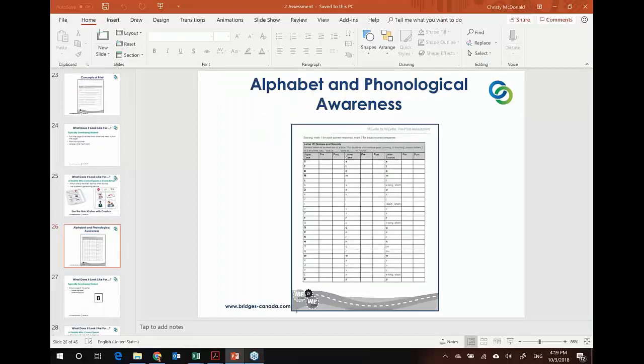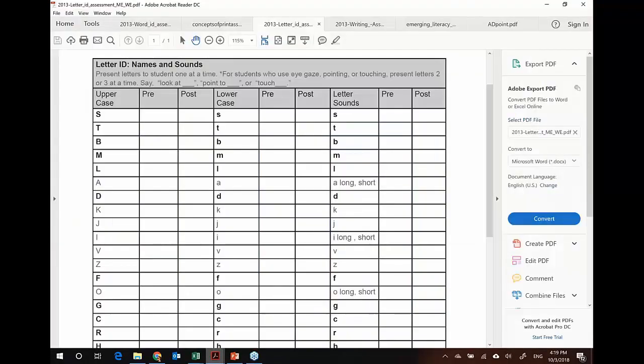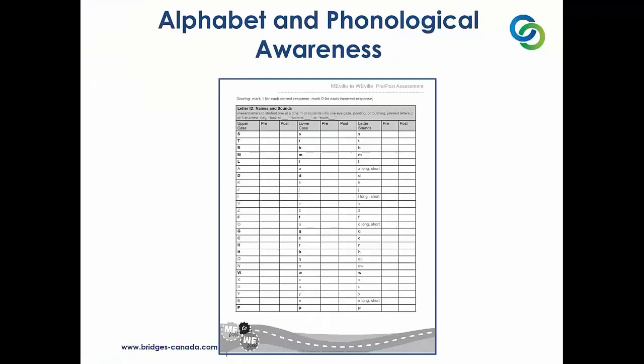So let's just go to the real thing and take a little look. So we have letter ID, names, and sounds. So our first column are uppercase letters, identifying the letters, lowercase letters, and then the letter sounds. So we would ask students to say the name of the letter or point to the letter that is the letter S, and so on. So let's take a look at what that might look like.